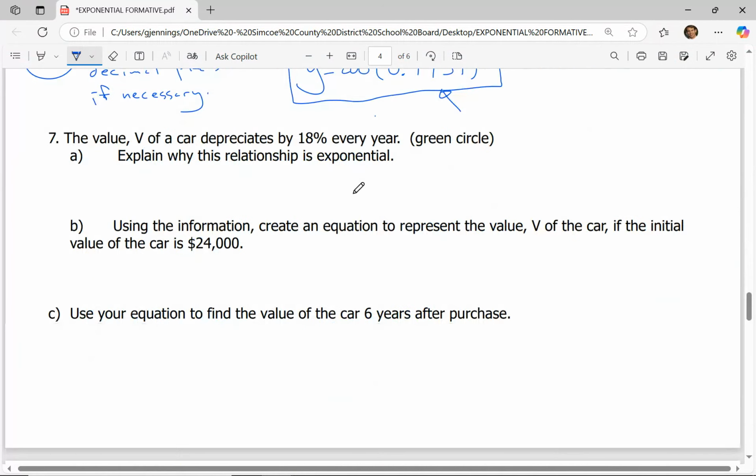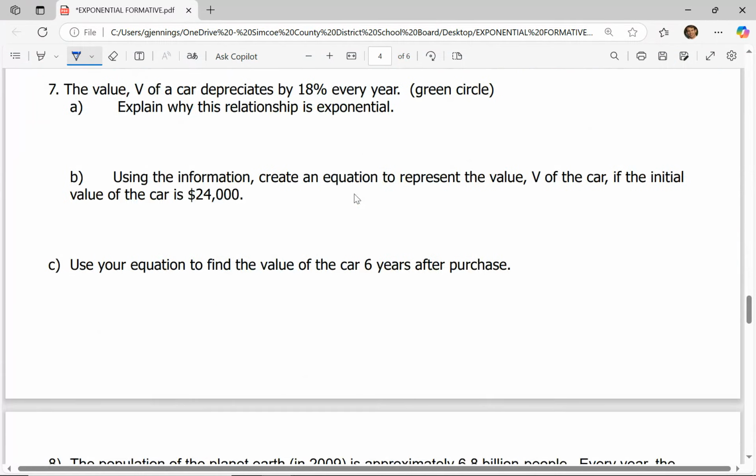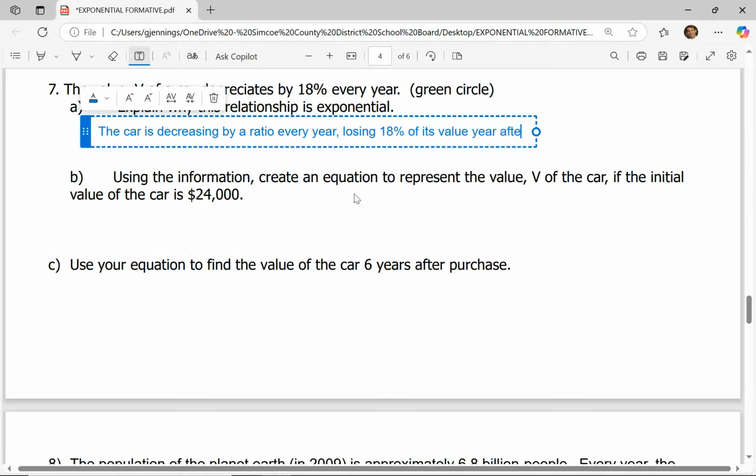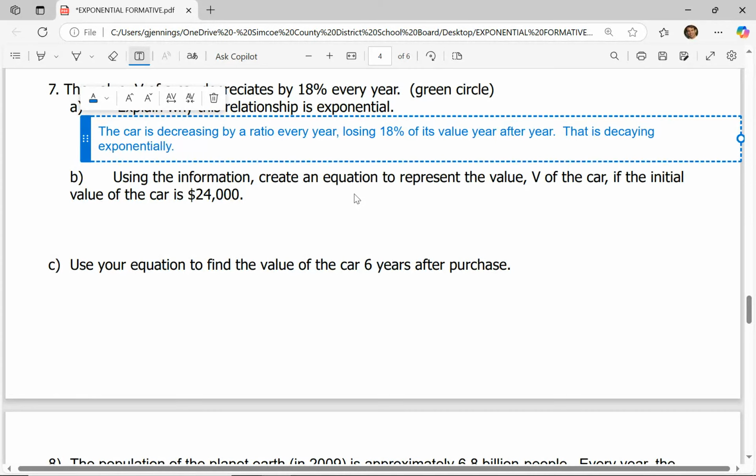Here we go. The value V of a car depreciates by 18% every year. Why is this relationship exponential? The car is decreasing by a ratio every year, losing 18% of its value year after year. Okay, that is decaying exponentially. That's a fulsome explanation of what's going on there.